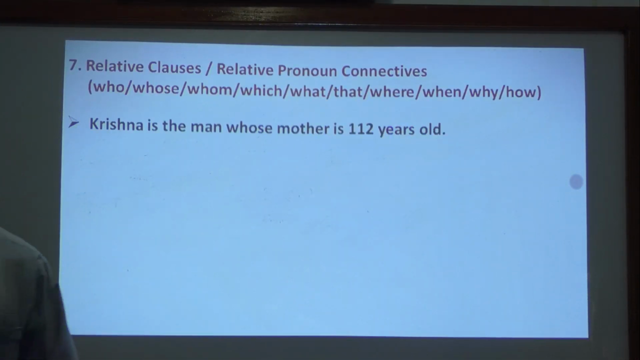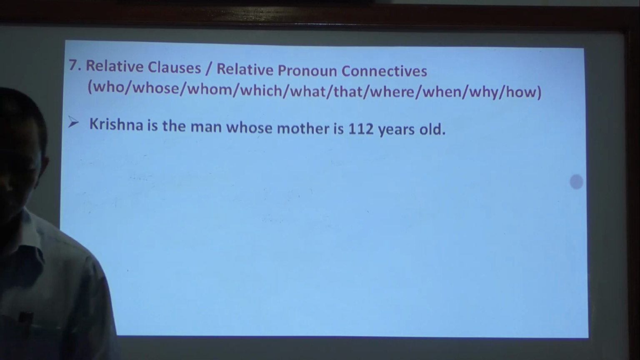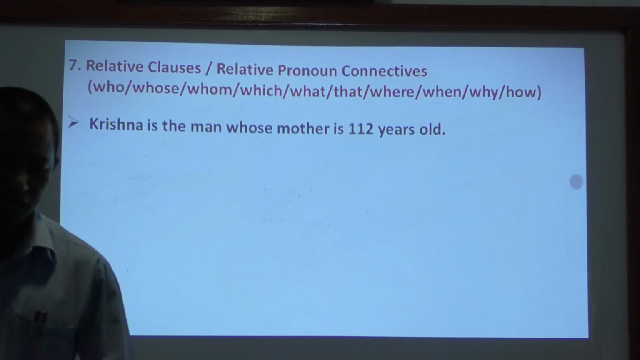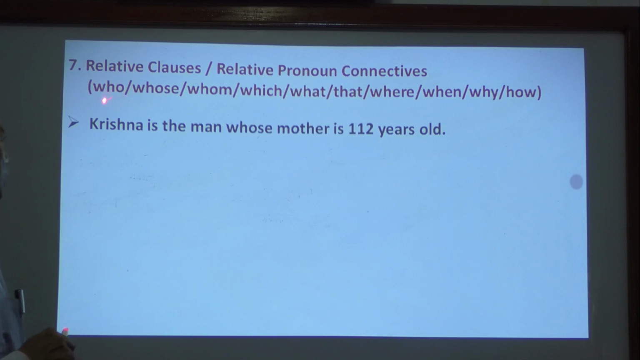Now another type of connectives: relative clauses, or relative pronoun connectives. Normally you have practiced relative clauses more, and these words are also used in making WH questions. But here these words are used as connectives. Who, whose, whom, which, what, that refer to things, or what sometimes relates to an action also. Where is for place, when for time, why for the reason, and how for the manner or way of doing.